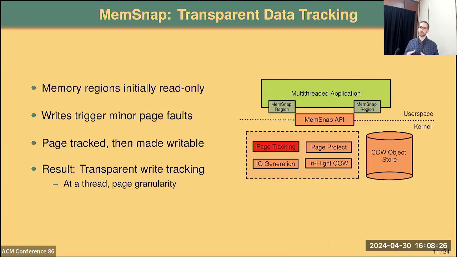MemSnap initially maps all data into an address space as read-only because it's clean. And every time a thread tries to write to a clean page, it will incur a minor write fault. MemSnap will then interpose on the fault and mark the page as writable, but not before adding it into a per thread dirty set list in the kernel. The upshot of this is that when the application is done with its modification, MemSnap already has all the pages that have been dirtied in the region and is able to flush them out efficiently to the disk.